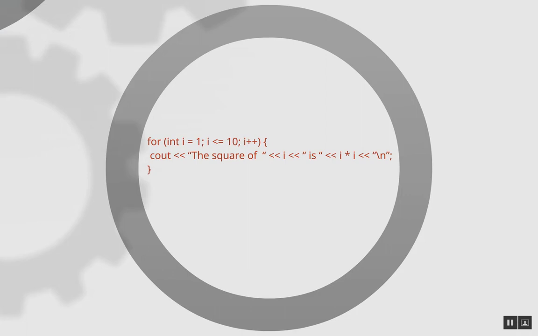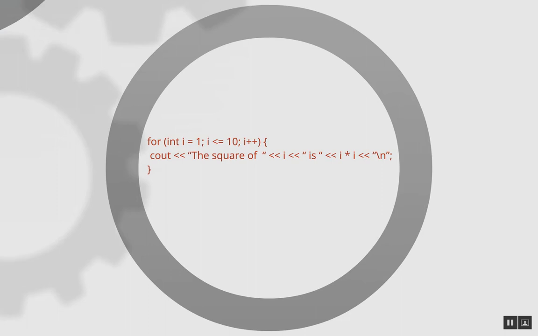The condition is checked again. Is 2 less than or equal to 10? That is true, so again we run the code inside the curly braces. So the output for the second loop would be the square of 2 is 4, or i times i, 2 times 2 is 4. So it would say the square of 2 is 4.